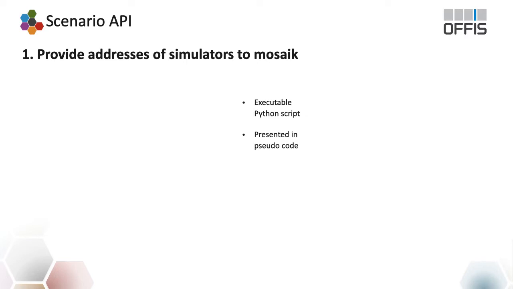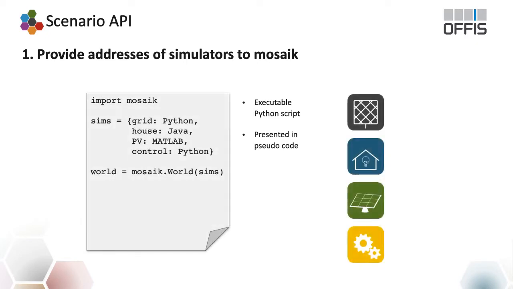So in essence, you are just writing your Python script that specifies everything of the simulations, and in the end, you can just execute the simulation. So you can just run the simulation. At first, you need to import the Python module of Mosaik, and then you specify the simulators you want to use in the simulations. This is specified by such a dictionary, and this dictionary is given to Mosaik.